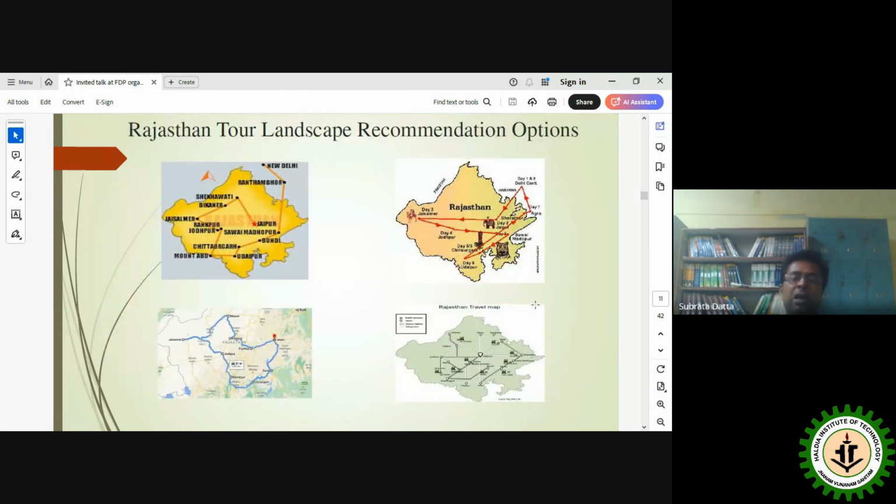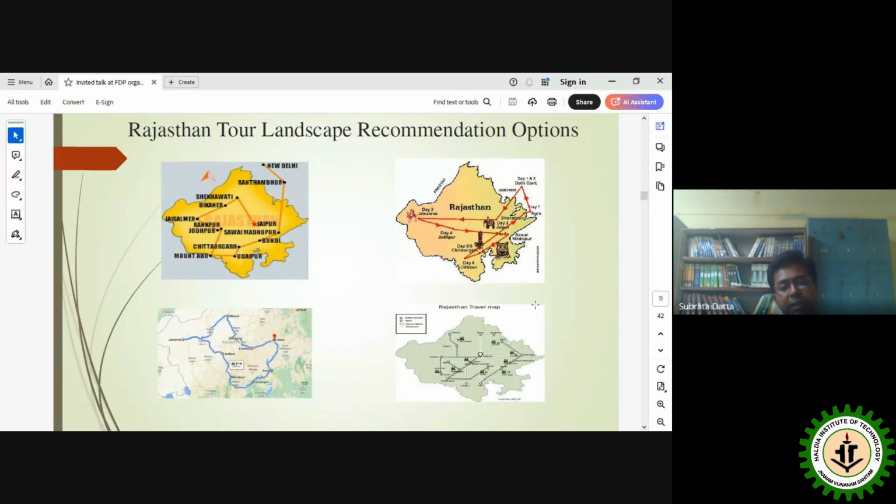So here is a picture of Rajasthan landscape recommendation options. From here, we can easily understand that there may be different views from different companies on how they will design a package that can cover the renowned tour places. So any company can design any route. That means any company can select any route. So this is a completely ridiculous matter that a customer cannot get a proper package that can fulfill his or her expectation.